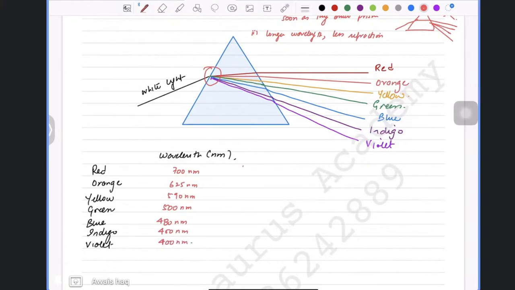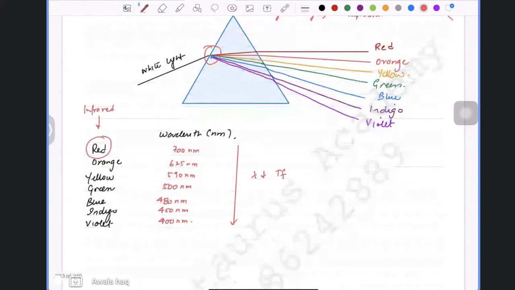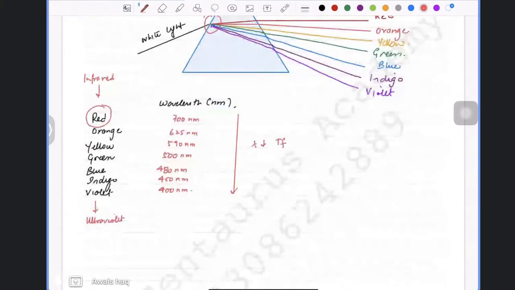So if you go down, wavelength would decrease and the frequency is going to increase. One way to remember is this: before red, there will be infrared. Infra means less than red. And after violet, there is ultraviolet, because these are all visible light spectrum, right? So ultra means higher than violet. So you can have this clue.